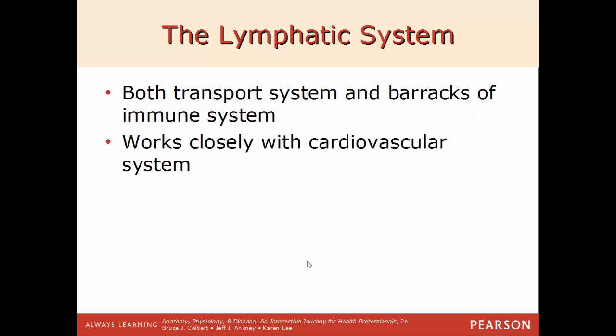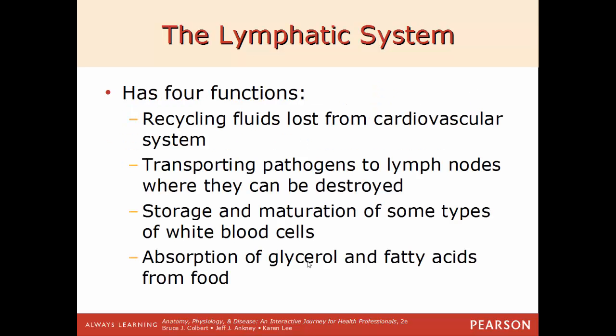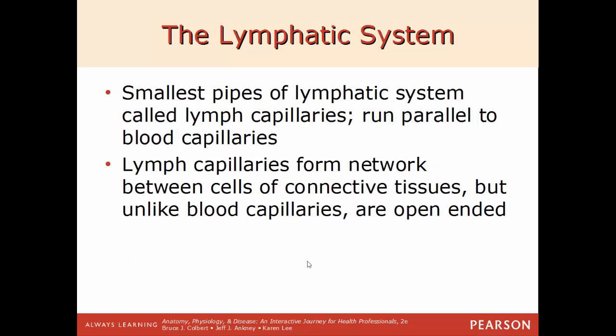Okay, the system works very closely with the cardiovascular system, and it functions as both the transport system and as the barracks of the immune system. There are four functions: recycling fluids that are lost from the cardiovascular system, transporting pathogens to lymph nodes where they can be destroyed, the storage and maturation of some types of white blood cells, and the absorption of glycerol and fatty acids from foods.